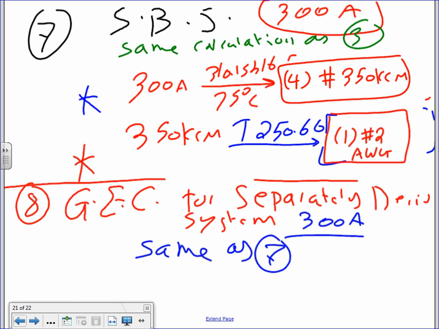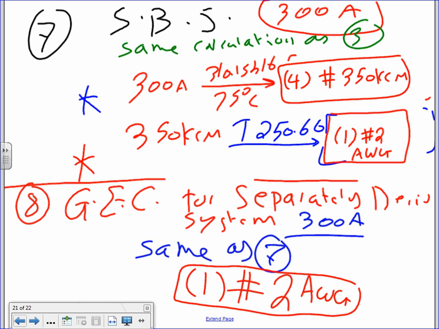Okay, grounding electrode conductor, that's for a separately derived system. Same as number 7. So your answer, my friend, will be one conductor here, same calculation, number 2 AWG. Any comments, any questions? Same calculation. Now, I want to remind you, Derek, that 7 and 8 are identical up to service conductor 1100 kcm. After 1100 kcm copper, they start being slightly different, and you start multiplying the system bonding jumper by 12.5%.